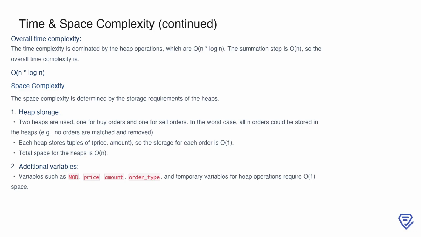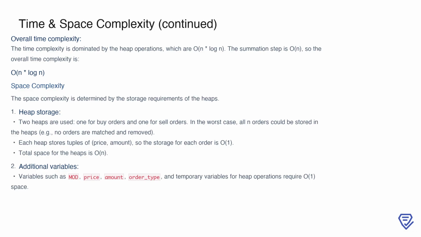Now, moving on to space complexity, the primary factor here is the storage of the heaps. We use two heaps, one for buy orders and one for sell orders. In the worst-case scenario, if no orders are matched, all n orders could remain in the heaps. Since each order is stored as a tuple of price and amount, the space required for each order is O(1). This means the total space required for the heaps is O(n).